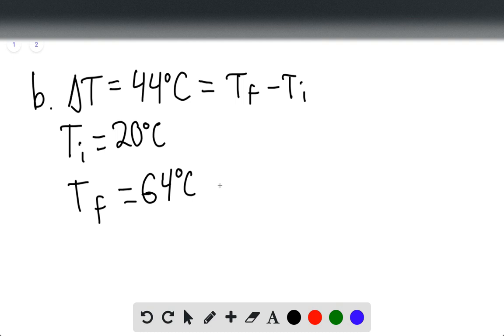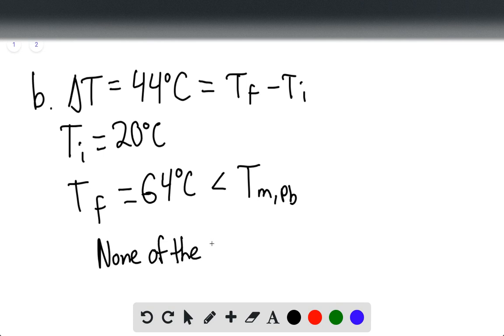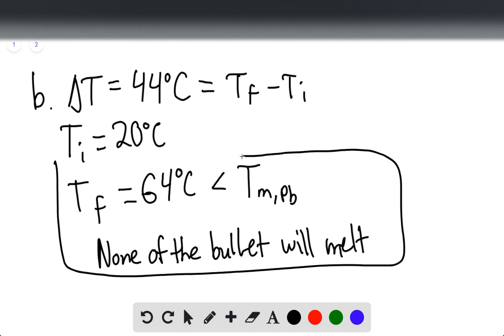Now, this is much less than the melting temperature for lead. So that means that none of the bullet will melt, because no part of the bullet is greater than the melting temperature for lead. So this will be your answer for part B.